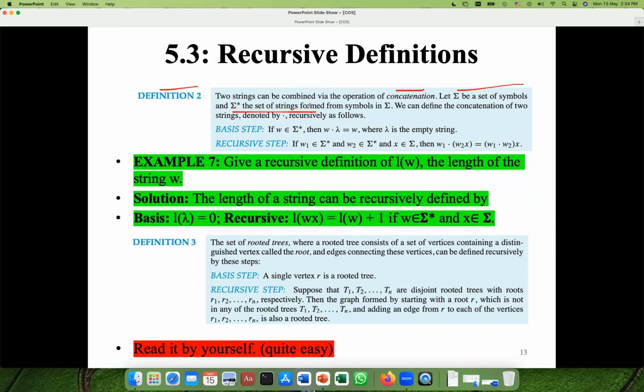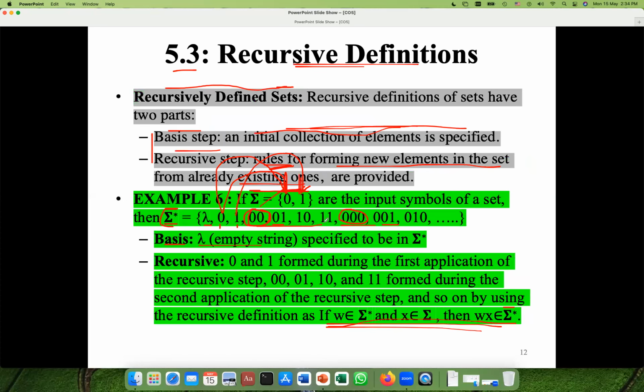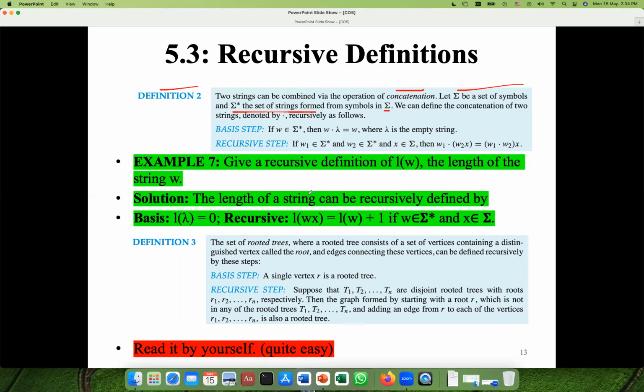And these strings would be formed from the symbols of the sigma. As you know, these strings in sigma star are formed by using these symbols of sigma. Now we can define the concatenation. Now you have to define something for the concatenation of strings, when one string will concatenate with another string.